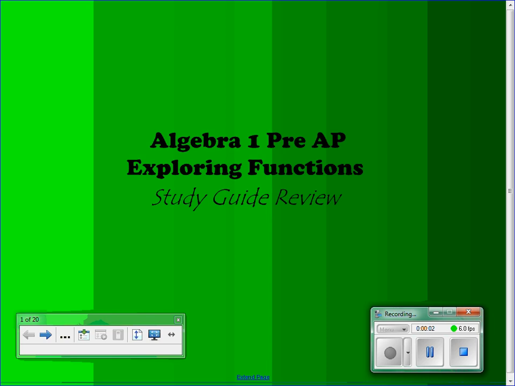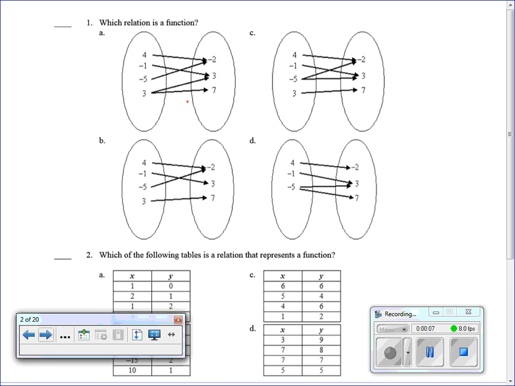This is your Algebra 1 Exploring Functions Study Guide review. Number 1, which relation is a function? Here we have a mapping diagram. We have 4 of them.